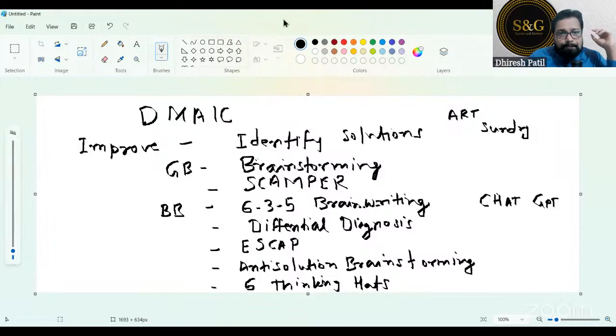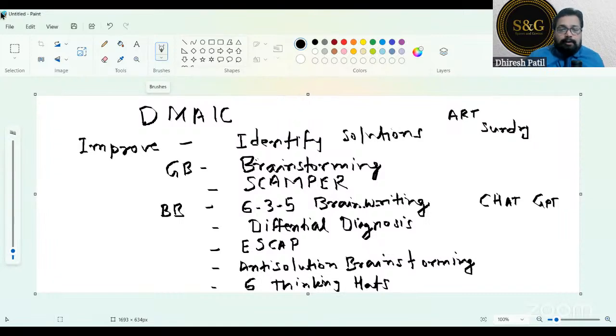So have you taken this down or taken a screenshot of this? At Green Belt level, we have already covered brainstorming and SCAMPER. At Black Belt level, you will find all these and more. I have just listed very few. There is something called the Walt Disney strategy, also a very good technique to generate ideas and solutions, a very powerful strategy. That is also covered over there, and there are other techniques you can think of.